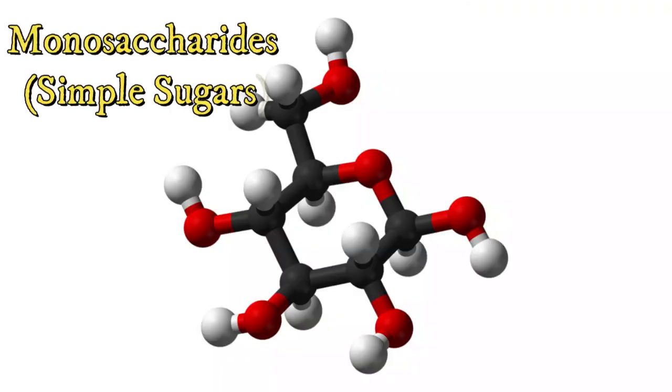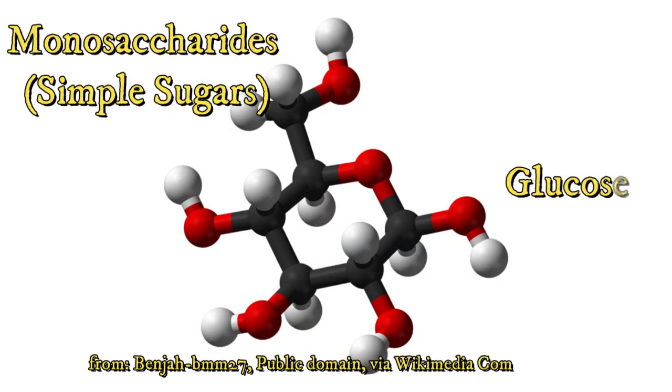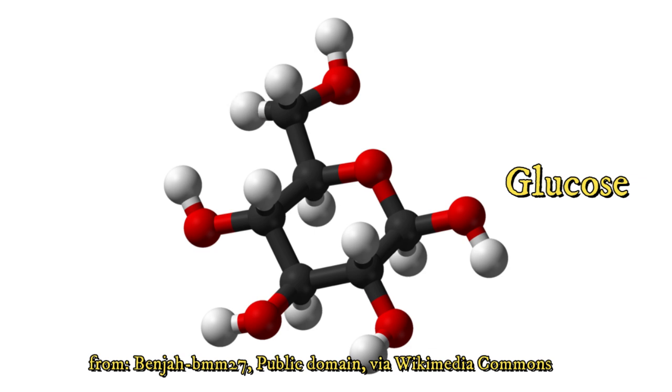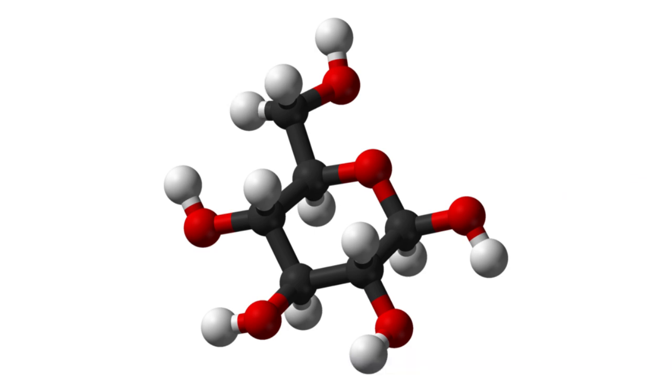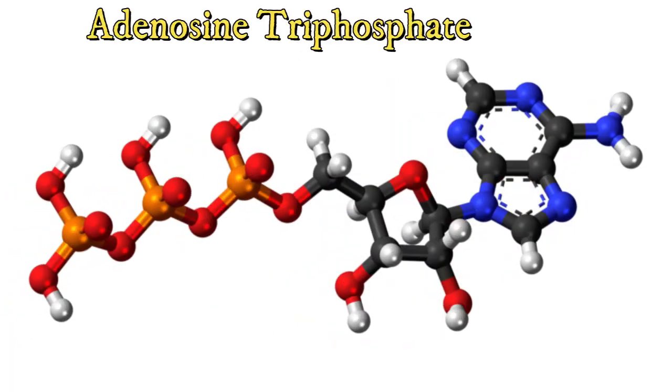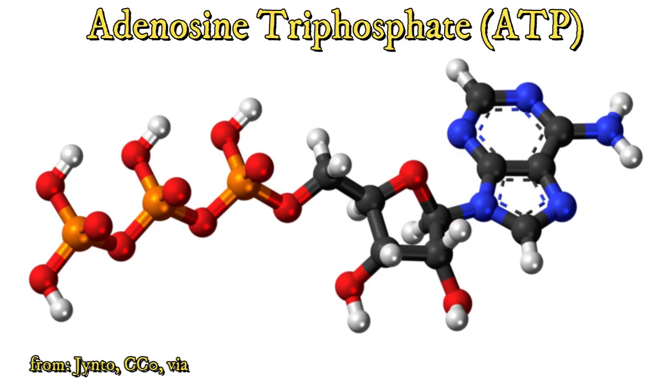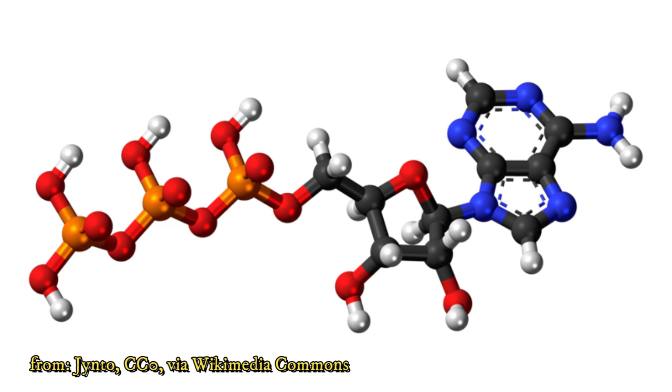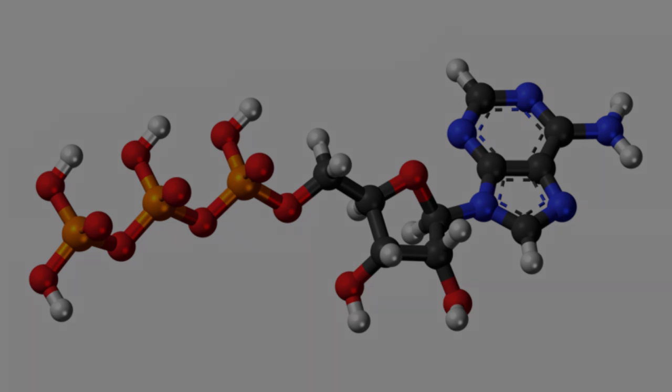First are monosaccharides, also known as simple sugars, which are the smallest of carbs, with glucose being the most common one encountered. Glucose is an important energy source for organisms to help build adenosine triphosphate molecules. ATP is then used to help organisms carry out varying cellular functions.